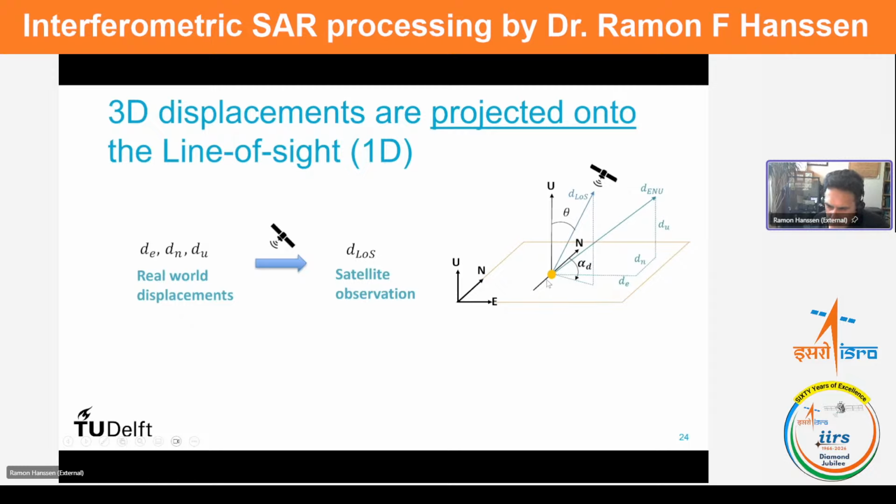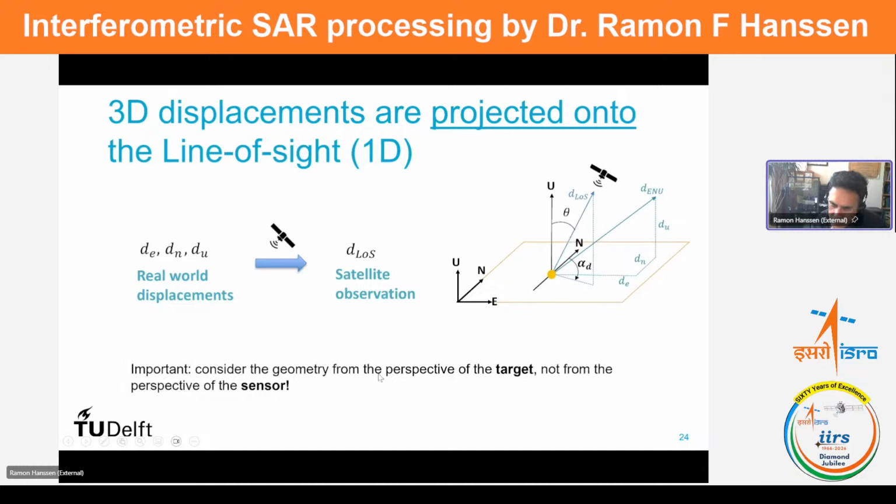Now on the right you see the picture. So we have an east-north-up coordinate system. We have a satellite viewing in a certain direction. We have an arbitrary displacement vector d. E, n, and u is east-north-up, with an east component, a north component, and an up component. And what I'm measuring is the projection of that displacement onto the line of sight to the radar.